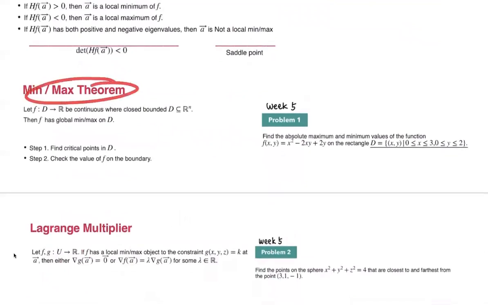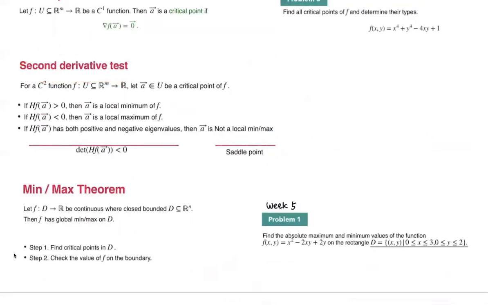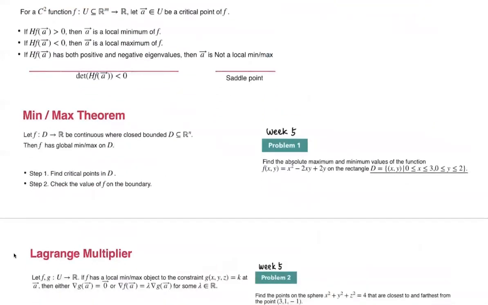This theorem is for the global min-max. The second derivative test was for the local minimum and local maximum. But if we want to think about the global minimum and global maximum, we want to use this theorem. It means that if this function is continuous on a closed and bounded set, then there must be a global minimum and maximum. To find them, we first think about the critical points inside the domain, and then we check the value of f on the boundary.